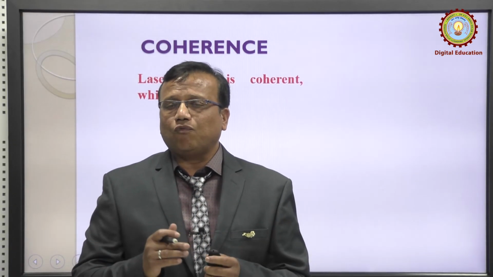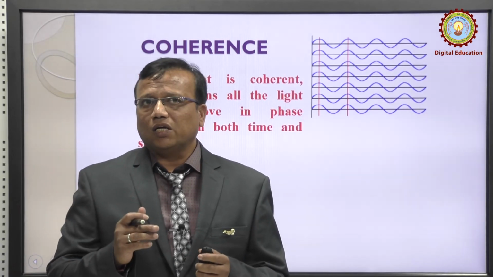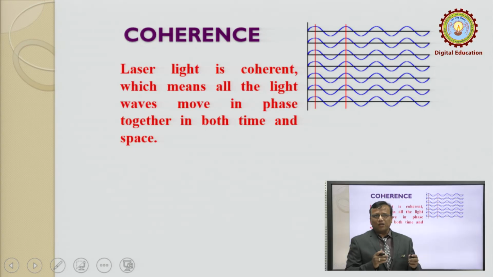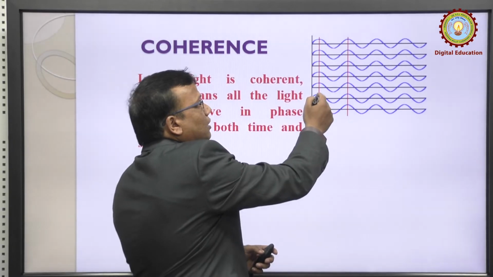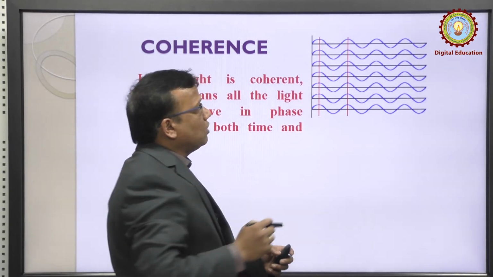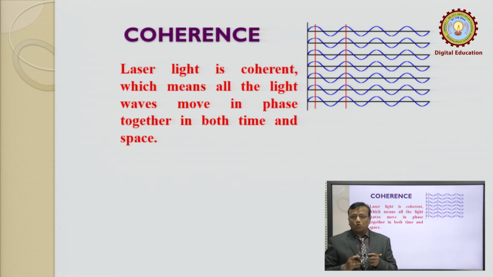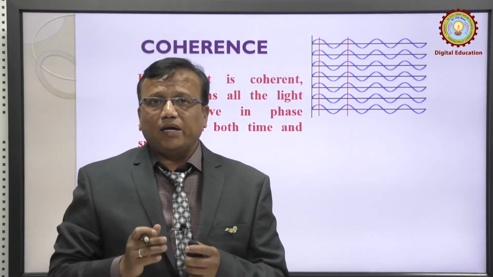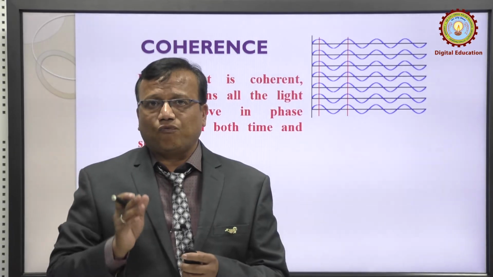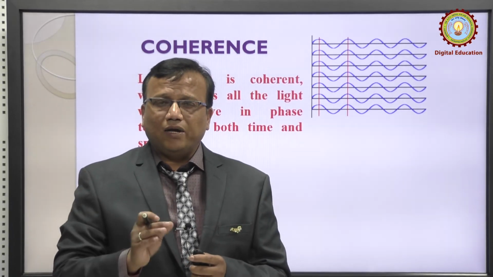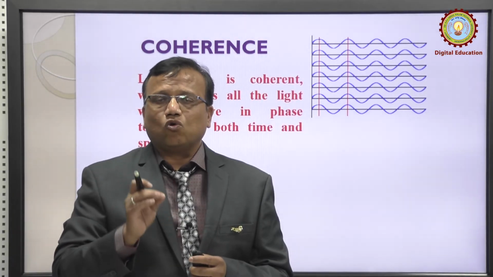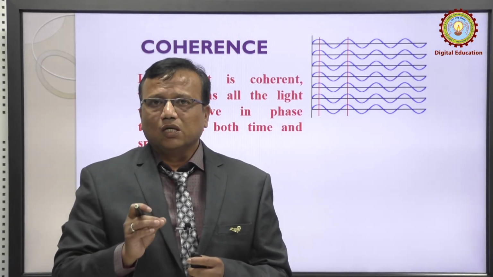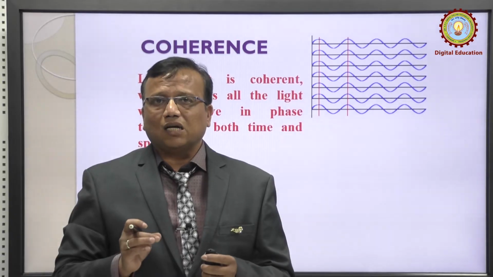So laser light forms a coherent source, as we see in the figure that the crest and trough of the laser light are falling on each other. So they maintain a constant phase difference and travel in the same direction. So they form a coherent source. We can say that laser light is a coherent source.